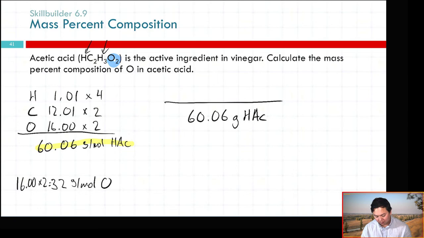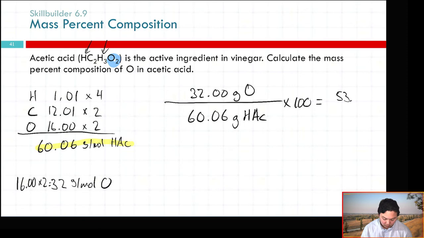And remember, this is the amount of oxygen in an acetic acid molecule, right? That's why it's 32. So then we just do 32.00 grams of oxygen divided by 60.06. Because we're looking for mass percent, we'll multiply by 100. And that will give us 53.28% oxygen in acetic acid.